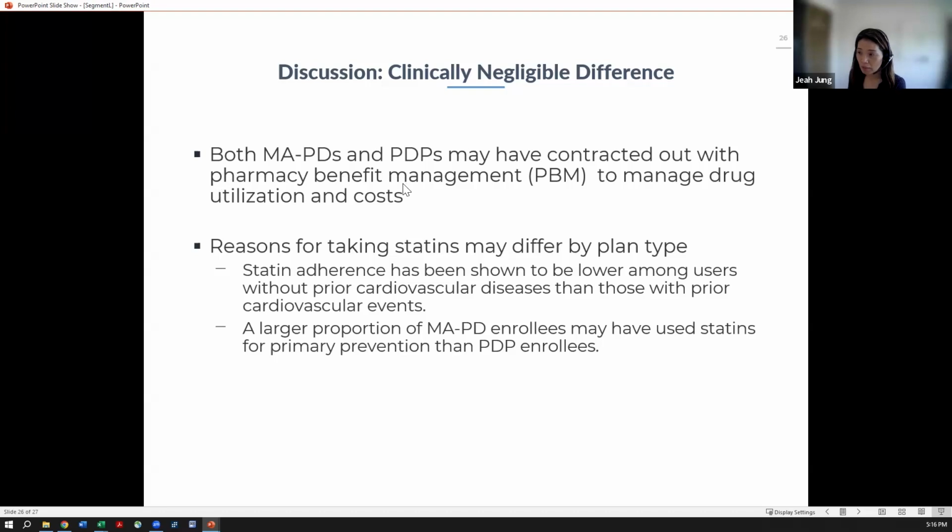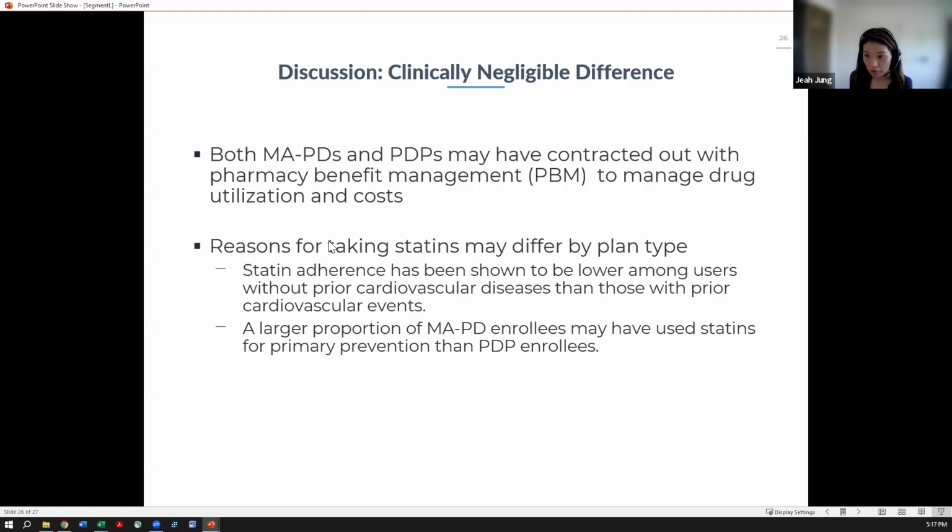The PBM market is pretty concentrated, which means that we do not have many PBMs competing in the market. It's a couple of dozen players in the nation. So these MAPDs and PDPs have the same contract. They are using the same PBMs. So that's why we might not see huge differences between them in our study.